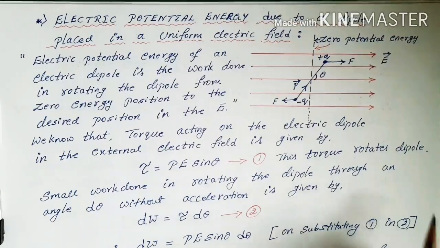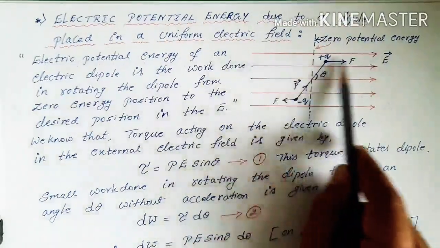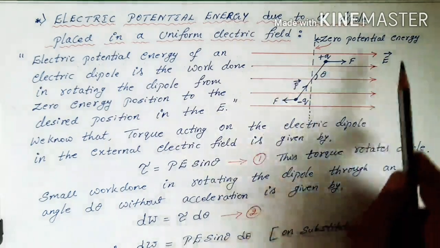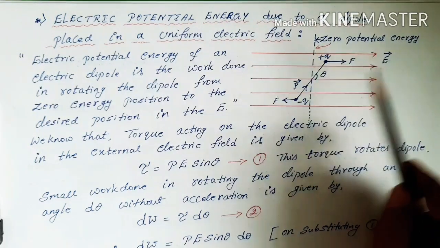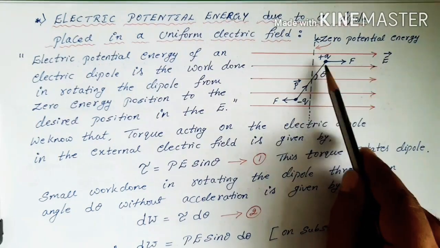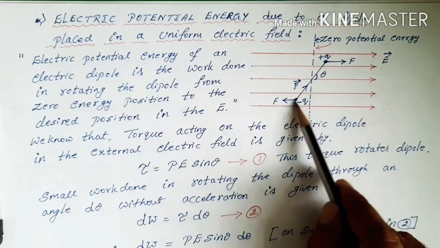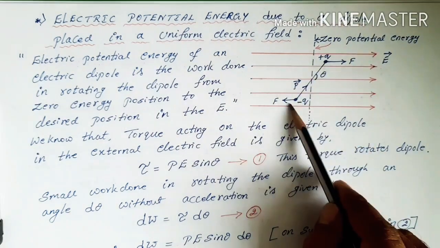Okay, now you can see in the picture the same diagram. The electric field lines are marked in red lines. Those are the uniform electric field, which are parallel to each other. Okay, and here is the dipole. We place the dipole. The dipole is having two equal and opposite charges separated by a distance, that is, as we know, 2a.